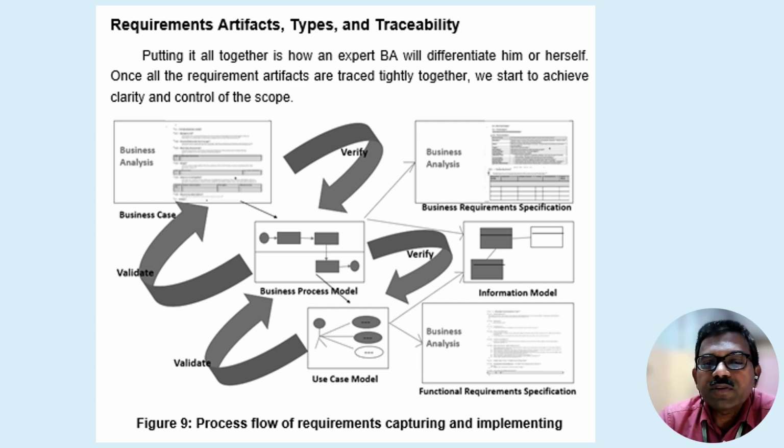This is the real documentation part: requirement artifacts, types and traceability. On the previous slide we talked about attributes, and there are artifacts we discussed as well. So this is the business analysis document. We have to have an SLA, analysis and requirement specification. Then we map it to the information model, information flow or data flow. Then there is a use case model. We have to verify every time and validate the use case. We validate in the business process model, and further validate in the business case. So this is a complete process flow for requirement capturing and implementation.